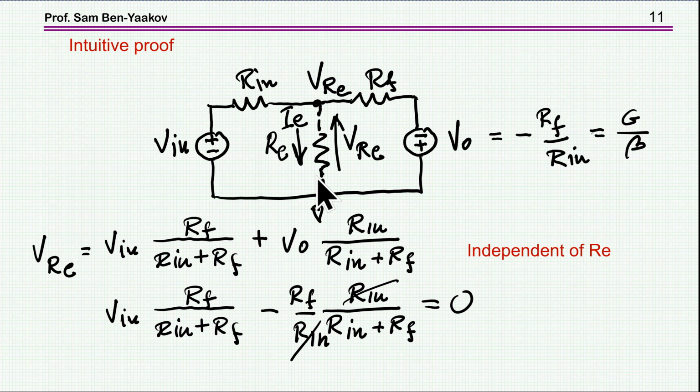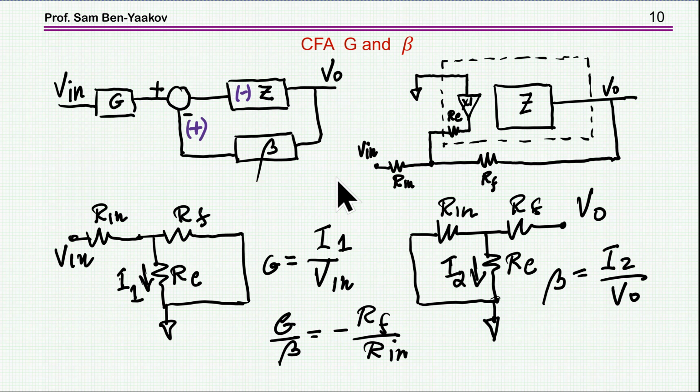Okay, and this is because the voltage here is very small. Obviously it's not 0, but it is the error signal depending on the open loop gain, but it is a very, very small signal. And this is just showing that the fact that we do have this RE is not affecting the transfer function from outside.